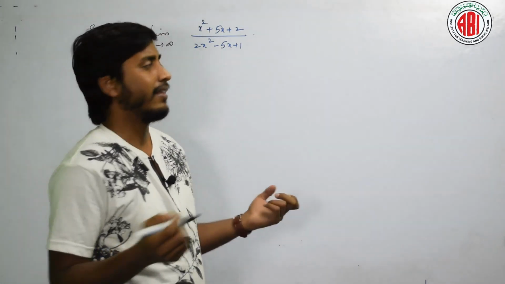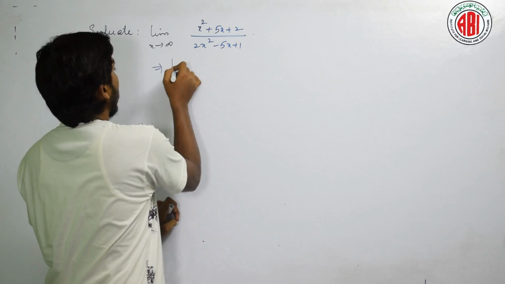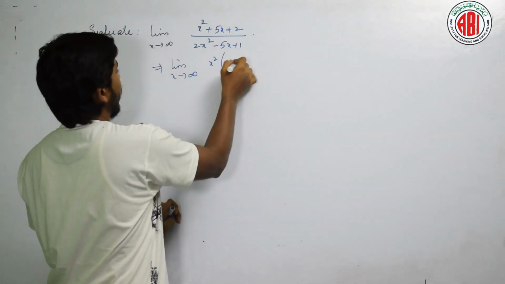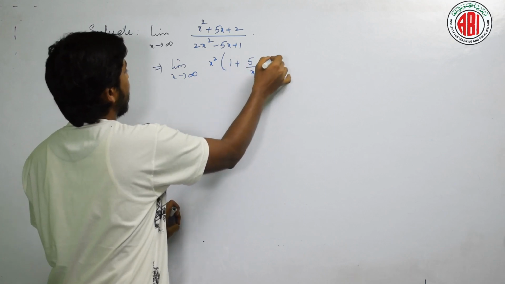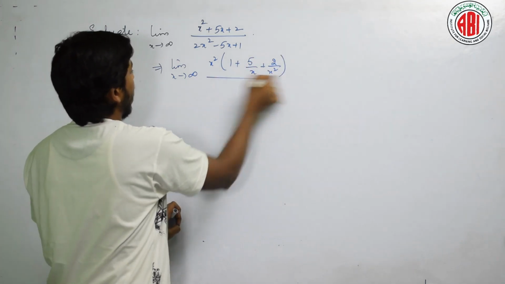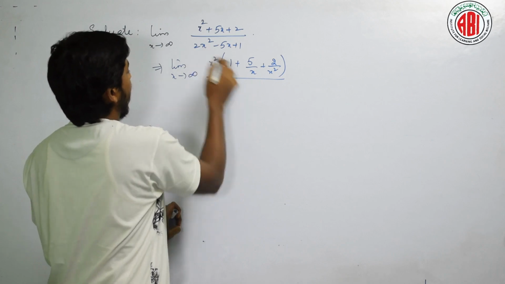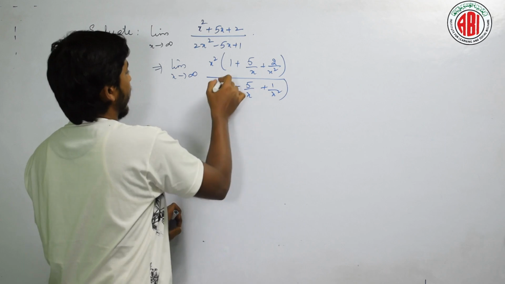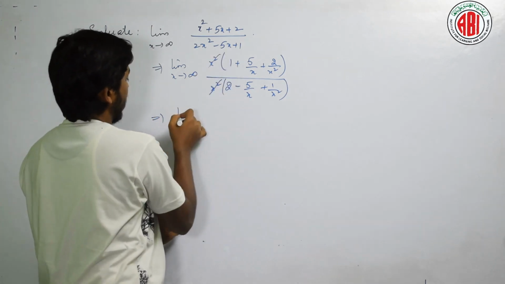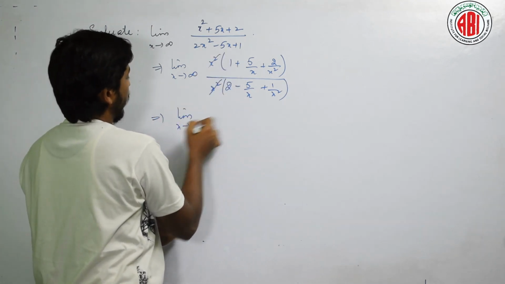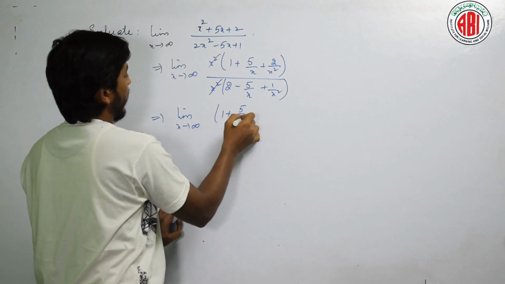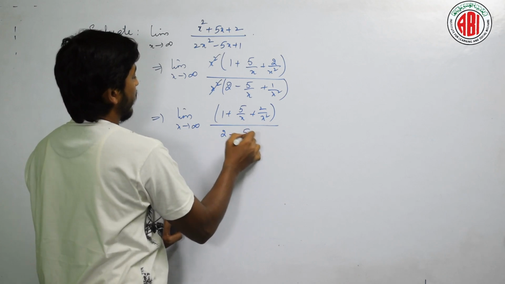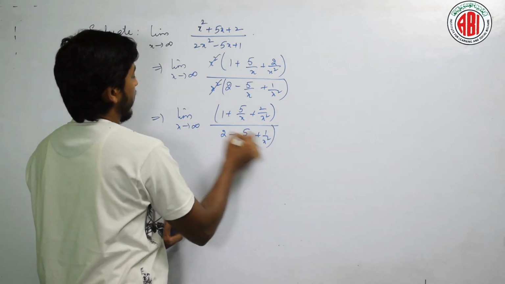What is the step? I have to take x square common in the numerator, this will become 1 plus 5 by x plus 2 by x square. In the denominator, if I take x square, I will get 2 minus 5 by x plus 1 by x square. These both will get cancelled. Therefore, what is left? Limit x tends to infinity of 1 plus 5 by x plus 2 by x square divided by 2 minus 5 by x plus 1 by x square.